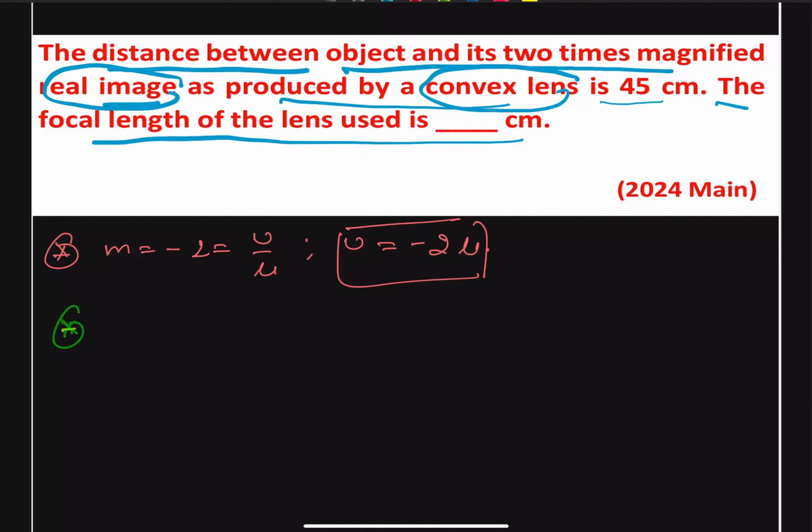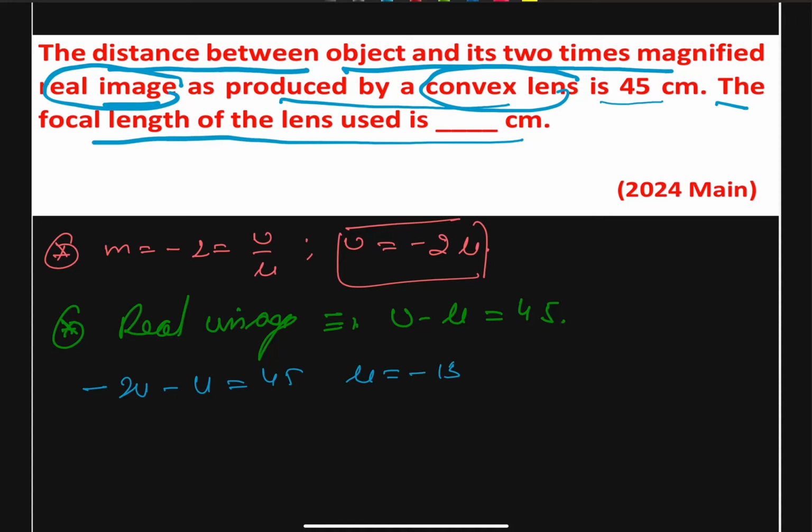So we have our real image, and therefore V minus U will be equal to 45. So we can easily substitute it. V is our minus of 2U, so this comes as minus of 2U minus of U is equal to 45, giving us U is equal to minus of 15 centimeters, and therefore V is equal to 30 centimeters.